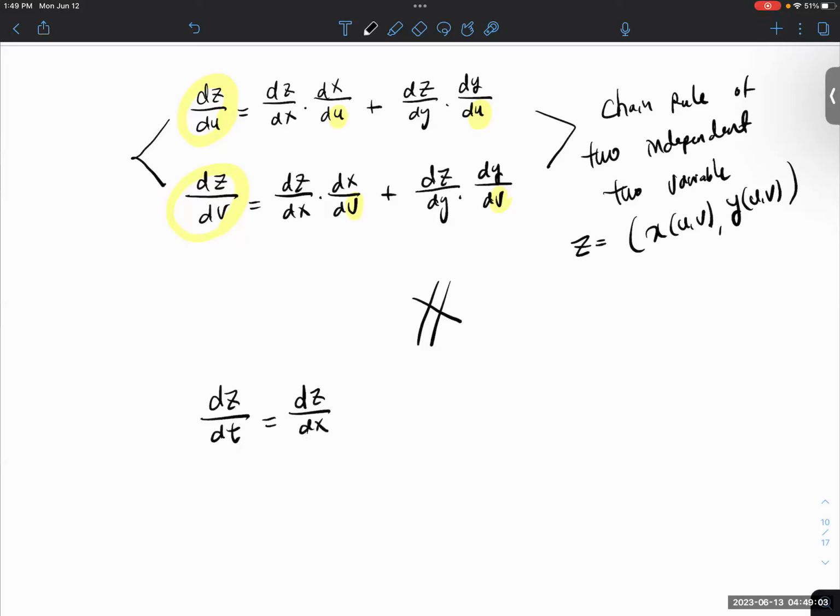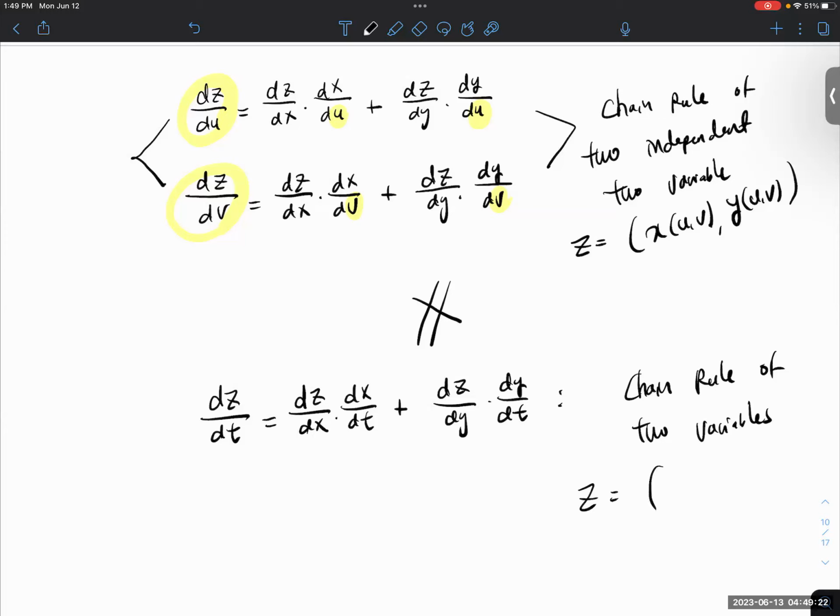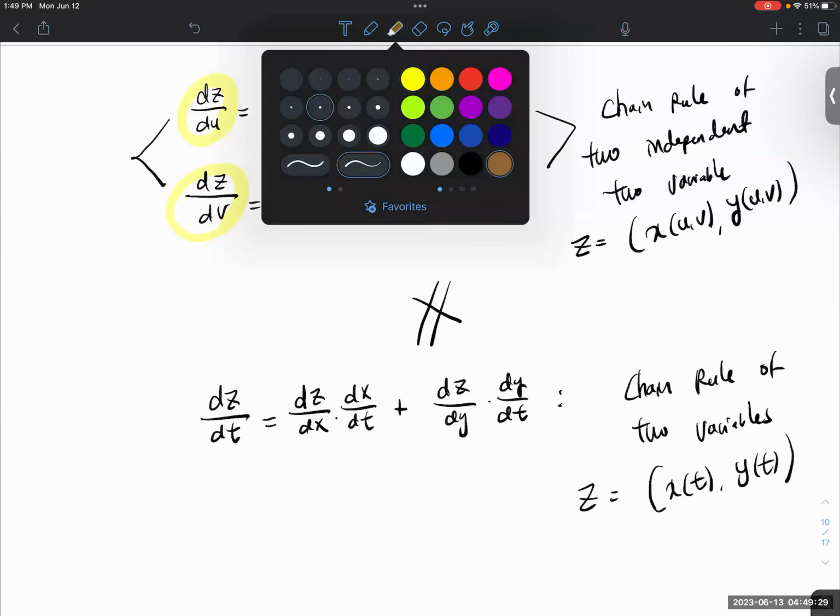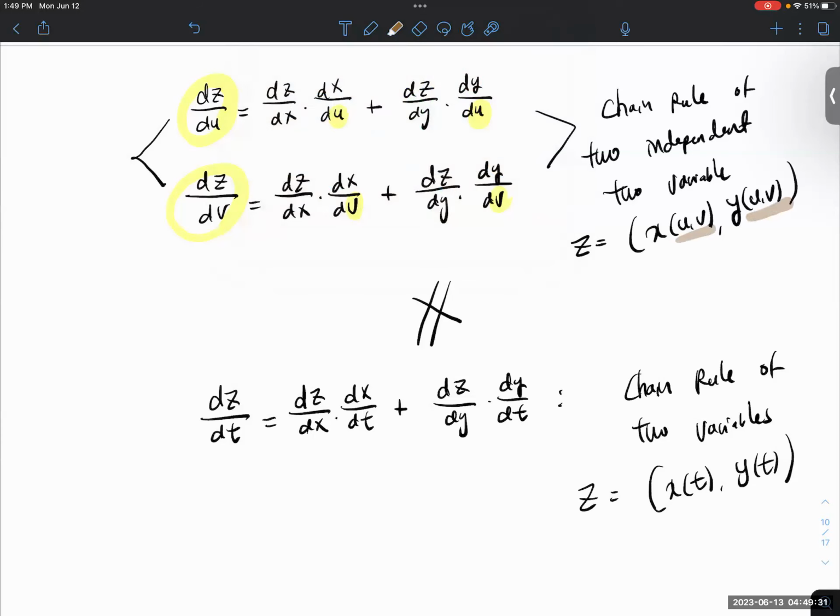dz over dx, dx over dt, dz over dy, dy over dt. This is the chain rule of two just simple variables, which means z equals a function of x and y, but x and y are just t, one variable. But here, that's a difference, right? Here we have two variables, but there you have only one variable. So that's the difference between these two formulas. Please make sure.